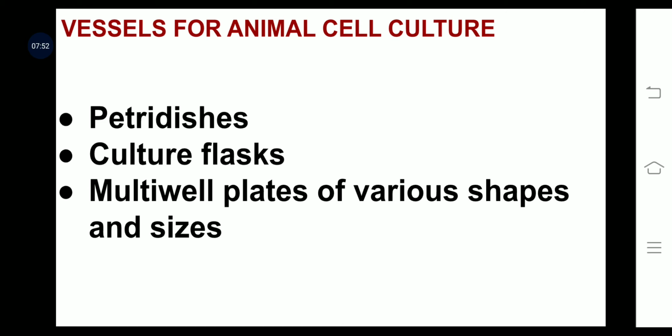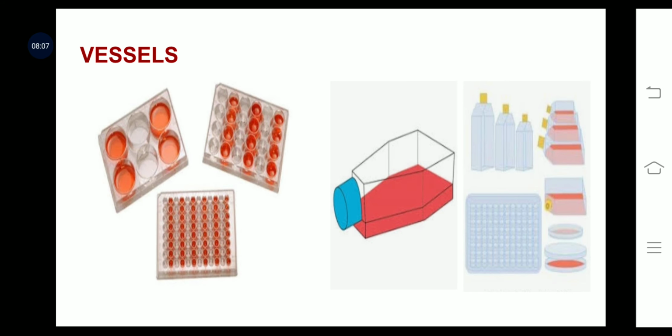Coming to the vessels used for animal cell culture. There are 3 types of vessels which are commonly used: Petri dishes, culture flasks, and multi-well plates of various shapes and sizes. So here is a picture of vessels. You can see multi-well plates of various sizes and shapes here. Also culture flasks of different sizes are shown along with the Petri dishes.